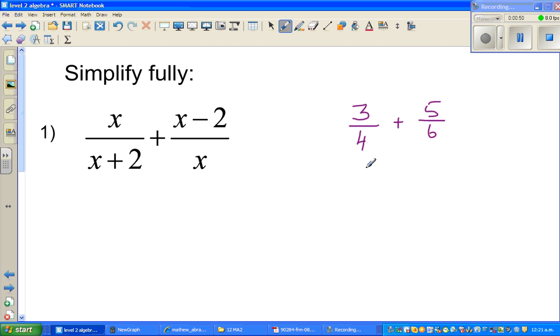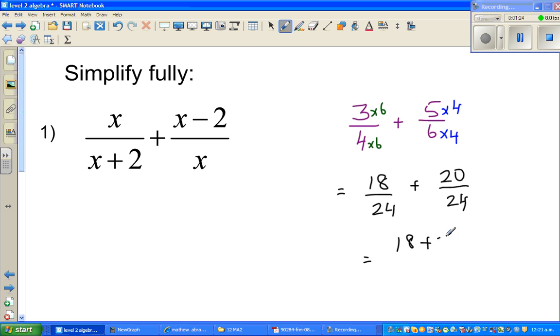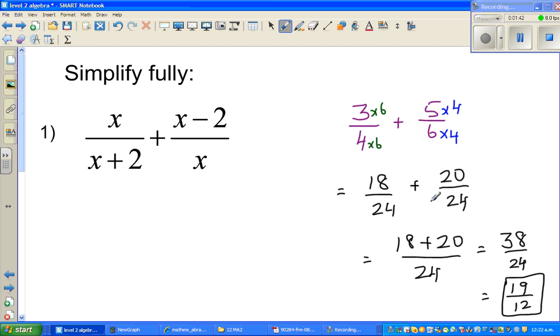You can make them 12, but what if I multiply this with 6, and this also with 6, and using a different color, I'm going to multiply this with 4 and this with 4. So basically I'm swapping the numbers. So 4 times 6, this will change to 18 out of 24 plus 20 out of 24. This is the same as 18 plus 20 out of 24, which is 38 out of 24, which you can simplify by dividing both by 2, it is 19 out of 12. And this you can change into a mixed number, but that's not our main emphasis.